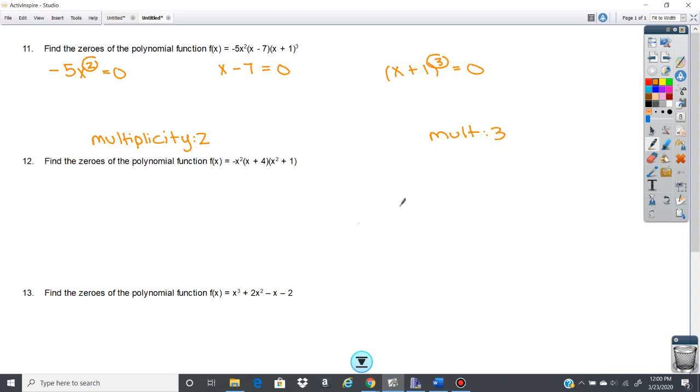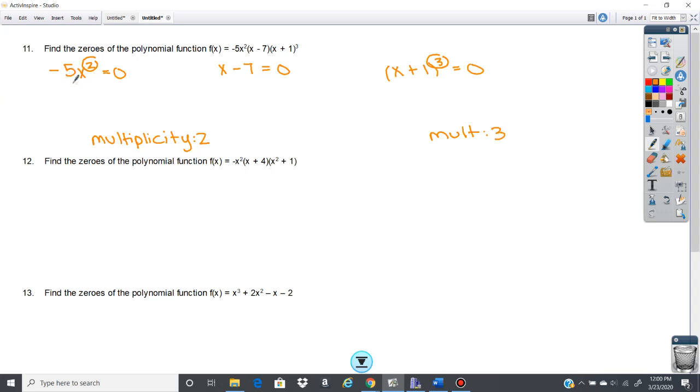Now, what the multiplicity says is just how many times a 0 appears. So this 0 will appear twice, and this 0 will appear 3 times. On the graph of the function, it tells you what it does. An even multiplicity means the graph will touch at that 0 and turn. An odd multiplicity, the graph will go through that point.